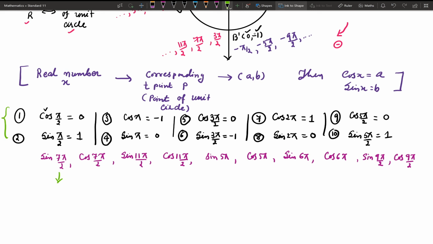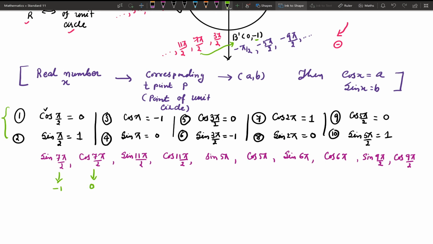For sin you observe y coordinates, which is -1. Check this one, 7 pi by 2, corresponding point B prime. For sin you have to observe y coordinates. The y coordinate is -1, that's why sin 7 pi by 2 is -1. Cos 7 pi by 2 is 0.